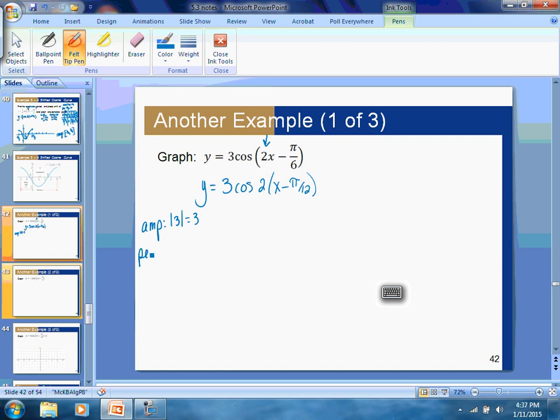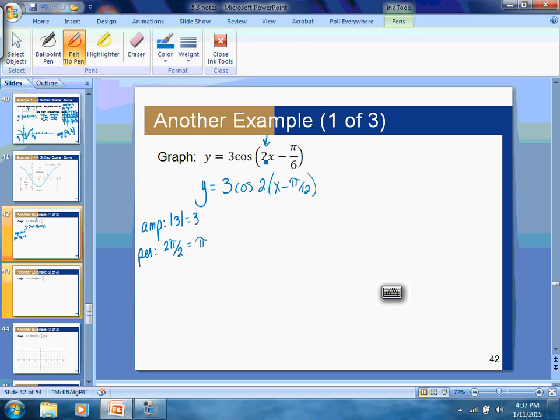And I'm going to write down my period. Since cosine and sine graphs both have a period of 2 pi, I'm going to divide it by that value that I took out, the number that's in front of the x. So my period is going to be pi.